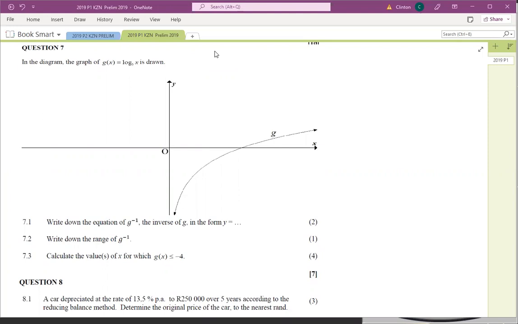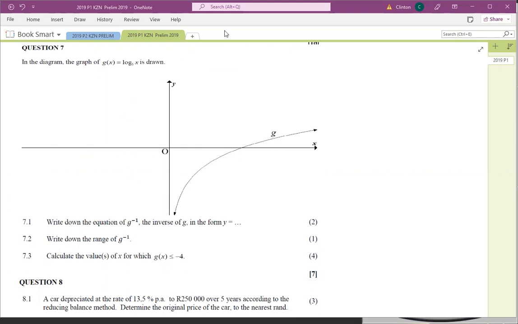Today we're going to be looking at 2019 Paper 1 KwaZulu-Natal Preliminary Examination. In front of us we have question 7 on a log function. Remember guys, a log function always goes with an exponential function. They are inverses of one another.